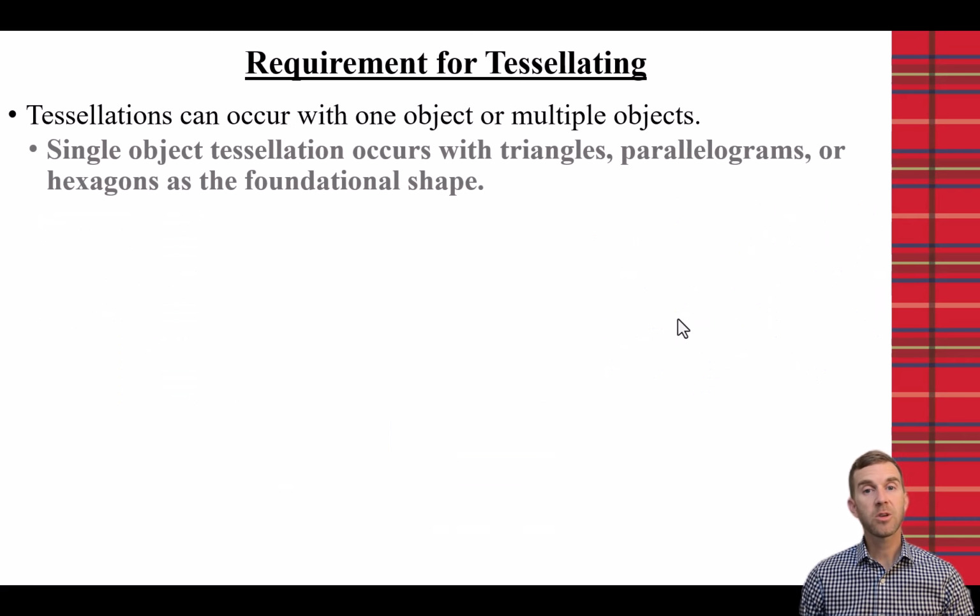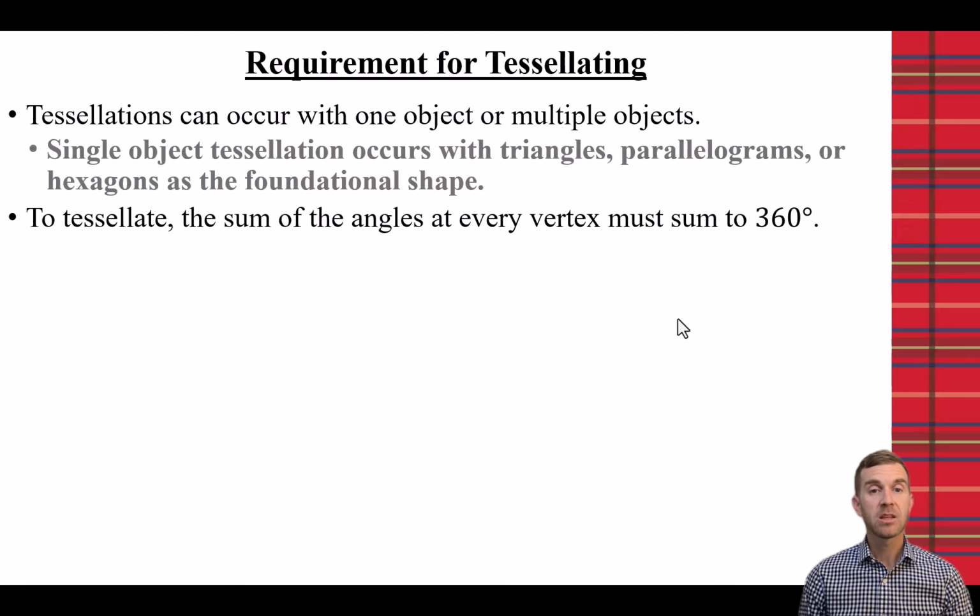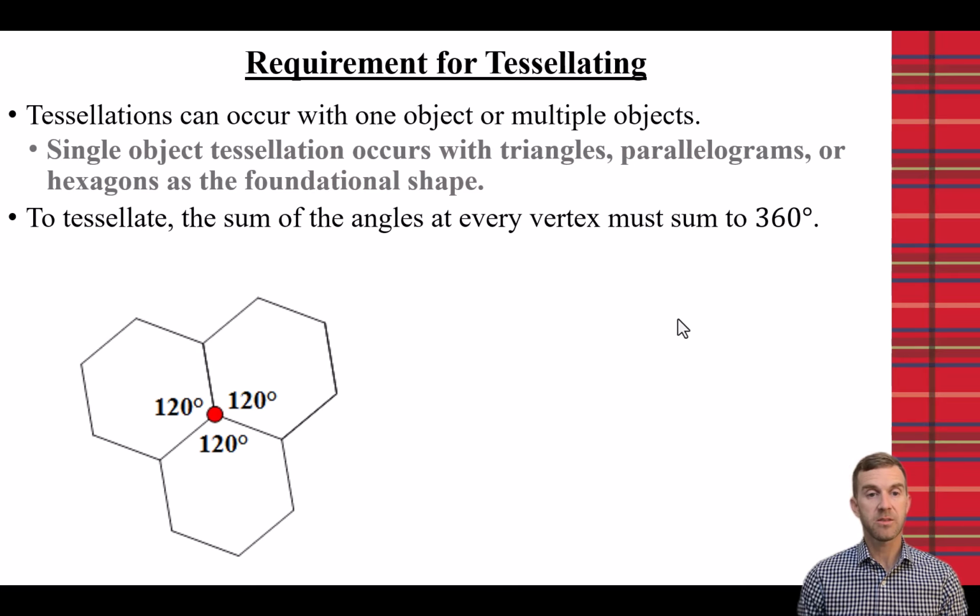Now, when we're trying to create a tessellation, we can use one object or multiple objects. Just know that if you're doing a single object tessellation, it has to be a triangle, parallelogram, or hexagon as that foundational shape. To tessellate, the key though is that no matter what objects you're using, every time they come together at a vertex, they must sum to 360 degrees, whether it's one single object or multiple different types.